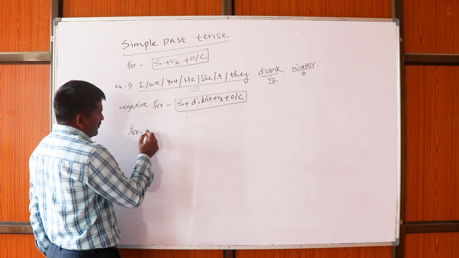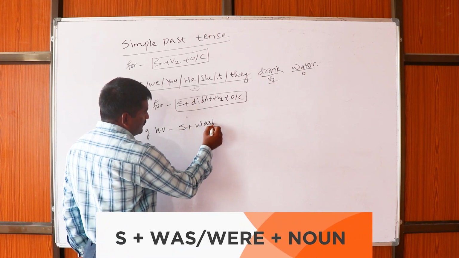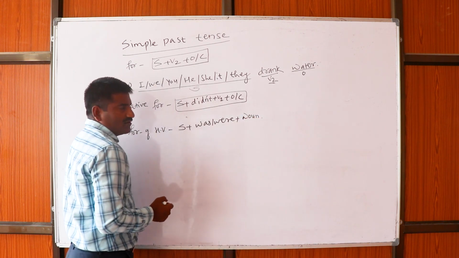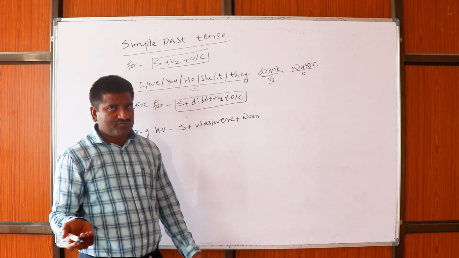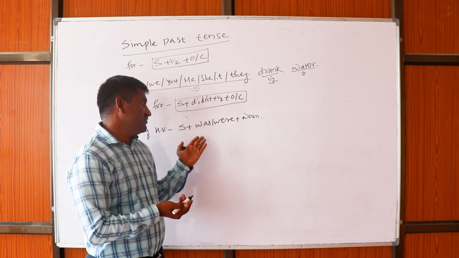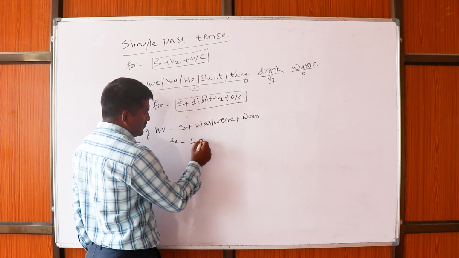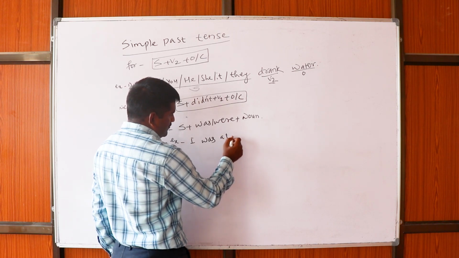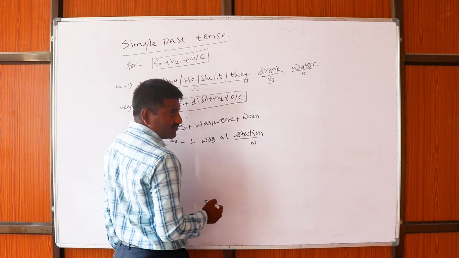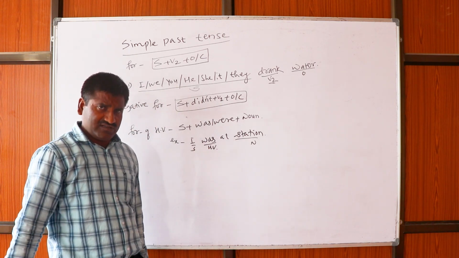Then we have the formula of helping verb, that is S plus was/were plus now. Yesterday we studied in simple present also the formula of helping verb, that was S plus is/am/are plus now. So here S plus was/were plus now. For example, I was at station. So here station is the complement. This is the subject and this is the helping verb. It is also called simple past.